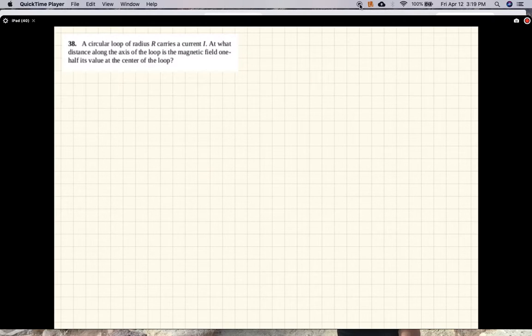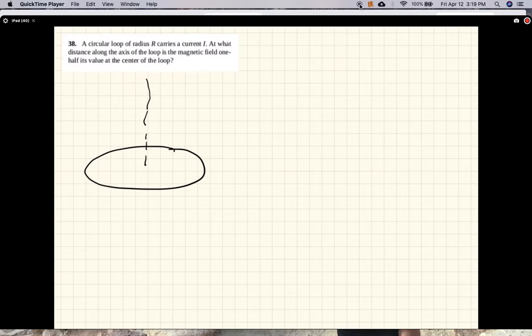Okay, so let's see what this problem says. A circular loop of radius r carries a current I. At what distance along the axis of the loop is the magnetic field 1/2 the value at the center of the loop? Okay, so we've seen this expression before.